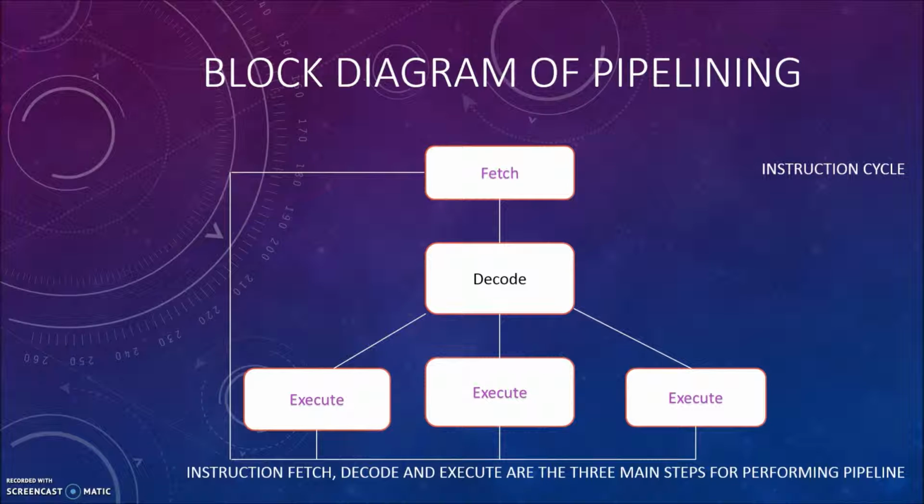Mainly, the pipelining has three basic types of execution. First, the instruction will be fetched. After fetching, it will be decoded. Once it is decoded, we find out what the instruction really needs to do, and after finding that out, it will be executed.